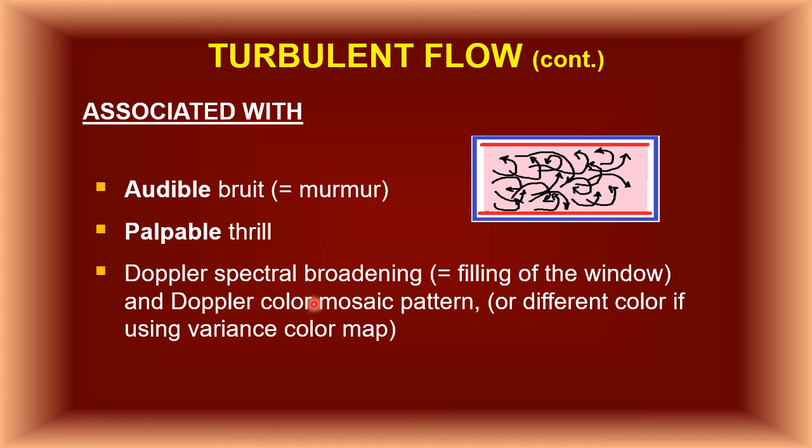On the Doppler spectrum waveform, what will we get? You will get spectral broadening and filling of the window. And if you go color, you get what we call the mosaic pattern. You get blue within the red or red within the blue, or different colors. But if you are using the variance map, you will get another color, green or purple, so it depends on the map you are using. With the variance map, turbulent flow will show as a different color, completely not red or blue.